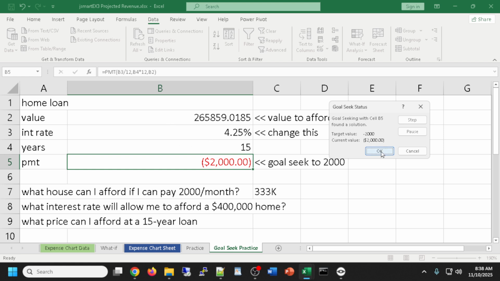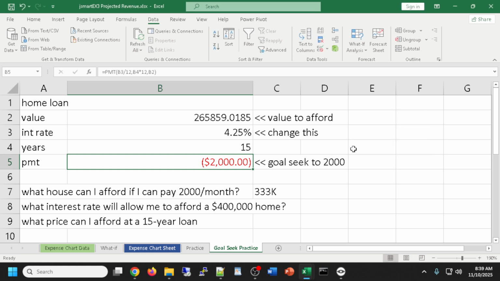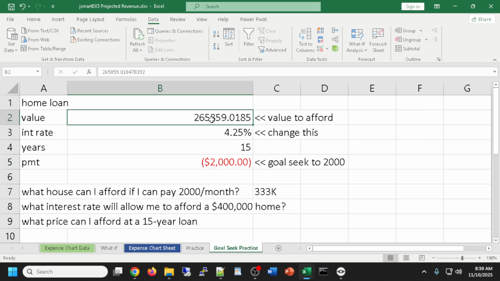The overall, anytime you take a loan out, remember you're paying significantly more than the value of the home. Of course, if you could pay cash, that's another thing. You don't pay anything extra. But who has that much cash on hand? Unless you get a big inheritance, and then you can buy it all at once. So there's your little practice with goal seek.